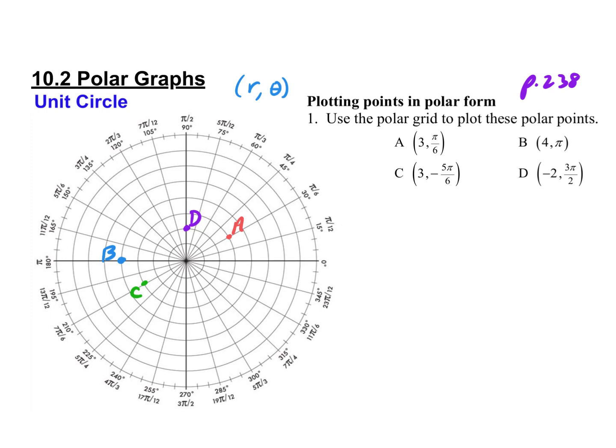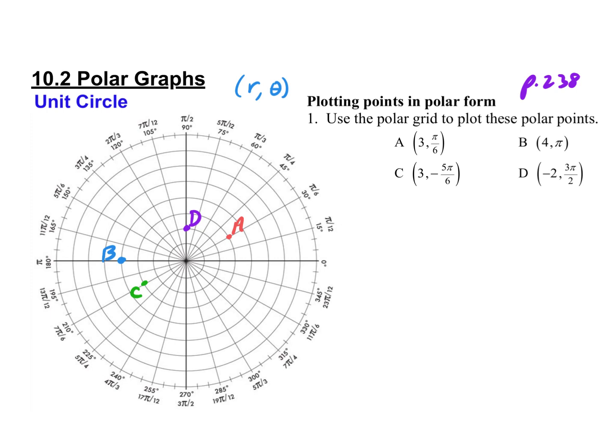But let's go to D. Wait, can we look at C? You want to look at C? Sure. Oh, you want to know what the angle is over here? Okay, so this is 7 pi over 6 for C. Here's what we end up doing. Since r is positive, you could think of it one of 2 ways. One, you could go from 3 clockwise, minus 5 pi over 6. That's probably the best way to think about it.